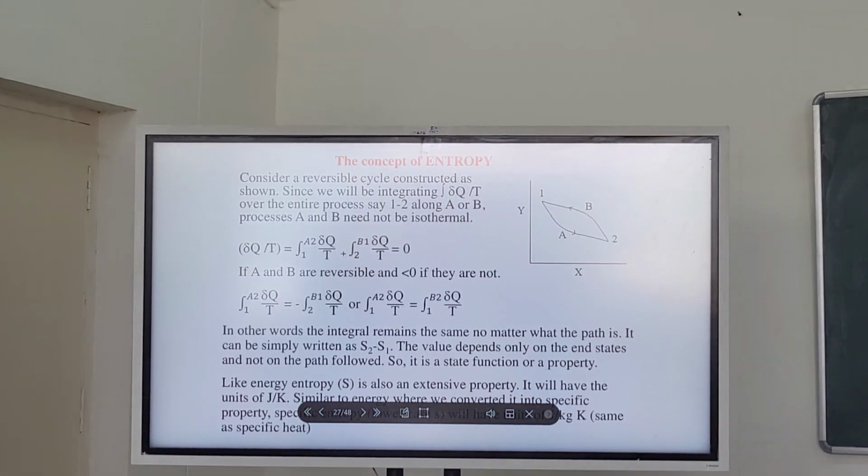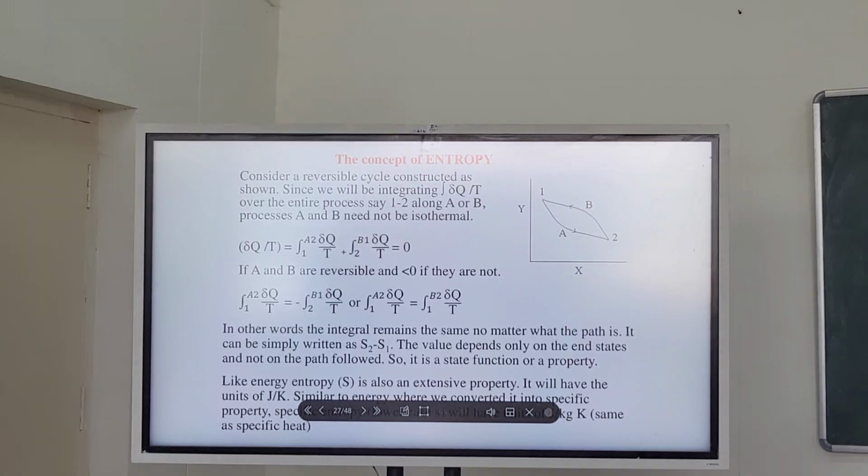dq by T is equal to integral from 1 to 2. You take one of the other side, you can take either of them, then I say T2, I have taken to the other side, take the 1 to the other side.